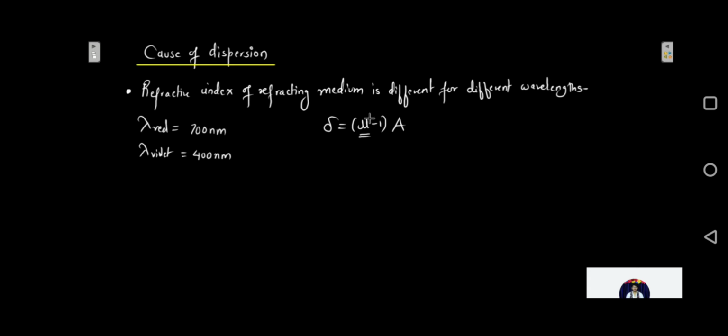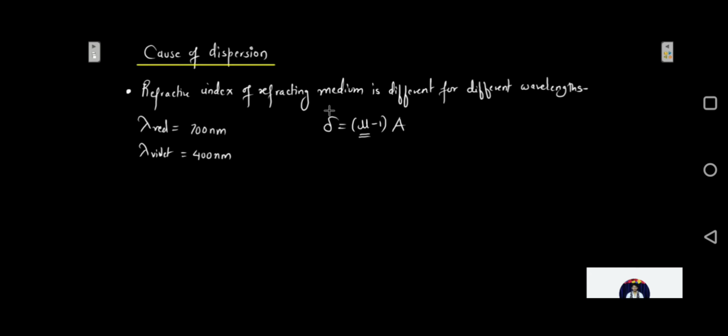So since the refractive index is changing, the deviation will change, and therefore the different colors are going to emerge out at different angles of deviation, and that is why they split. They come out with different angles. That is why we see that there is splitting of that light. The splitting of white light is called the dispersion of light.